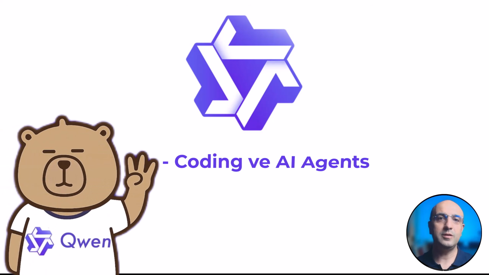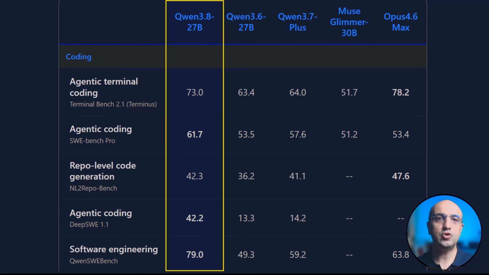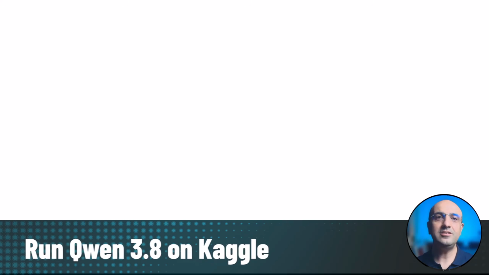The model also improves coding and agent tasks. It can plan tasks, use tools, and work with feedback from its environment. According to benchmarks, it shows strong results in coding, software engineering, and agent tasks. We can also see strong improvements in the benchmarks, especially in software engineering, computer use, and coding. We'll test some of these capabilities in future videos. Now, let's run the model.